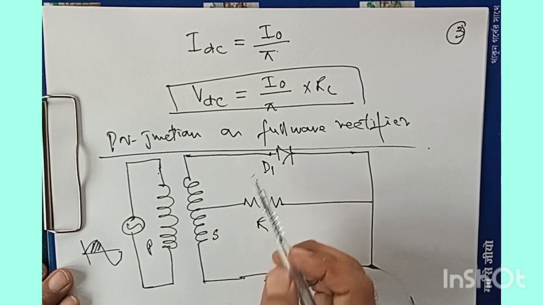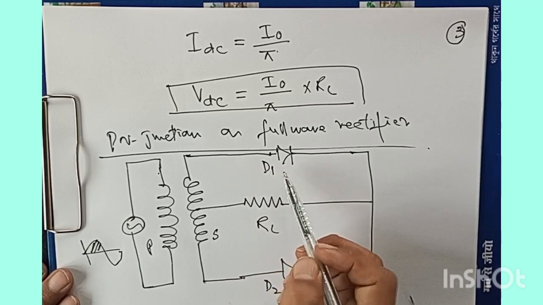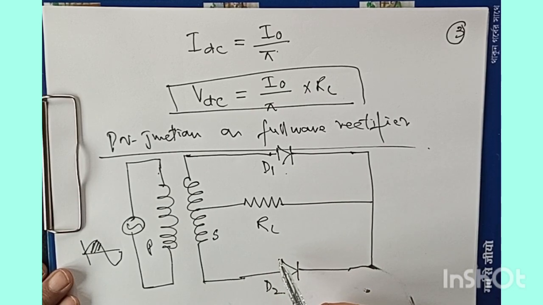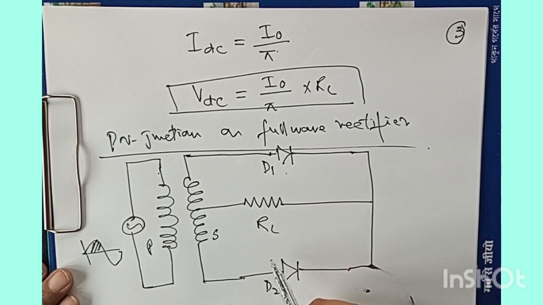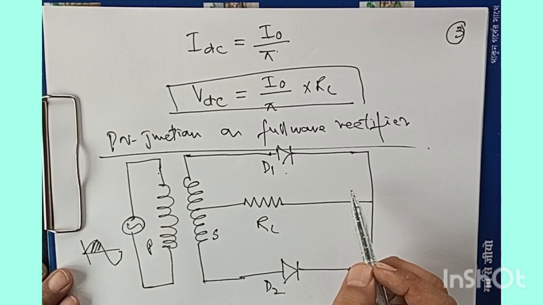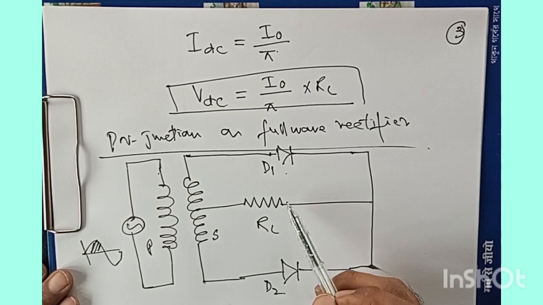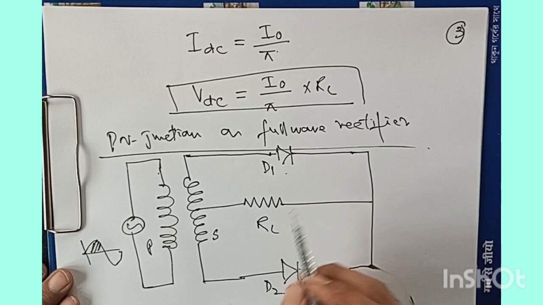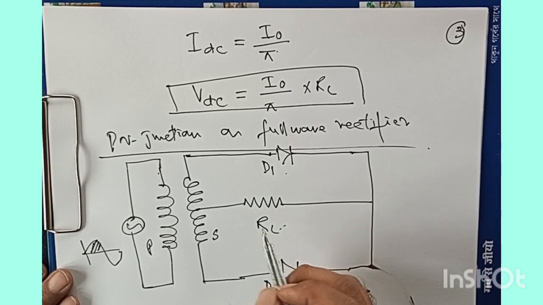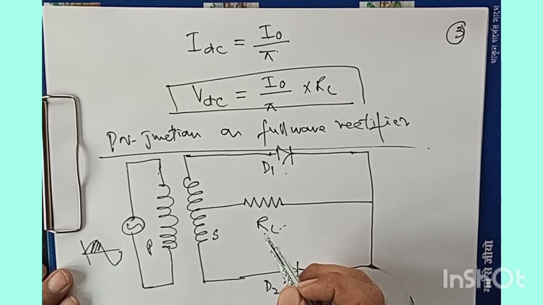So for this case, D1 is going to conduct, and D2 is not going to conduct, because D1 will be forward biased and D2 will be reverse biased. So the output voltage, which varies in accordance with the input signal, is obtained across the load resistance RL here, right? So this is the point for now.